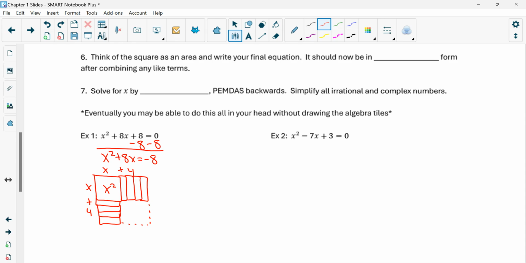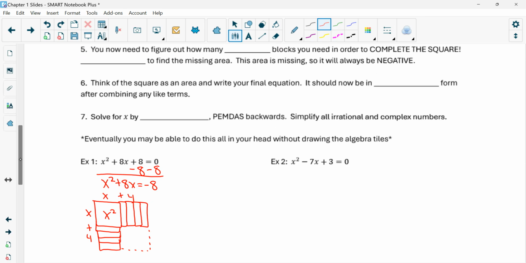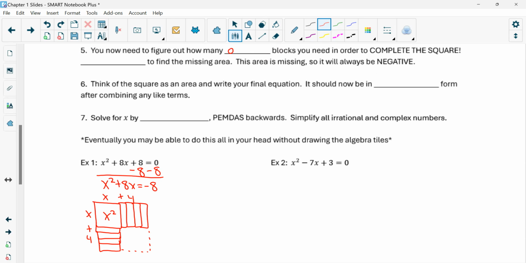And so the reason why it's called completing the square originally is because you need to figure out how many of the ones blocks you need in order to complete the square. And you do that by multiplying because you're finding an area. That's always going to be a negative amount because it's missing. We don't have that right now. So what is the area of this block down here? 16. It's 4 units wide, 4 units tall. It is 16, but since it's missing currently, it's always negative. So we're doing minus 16.